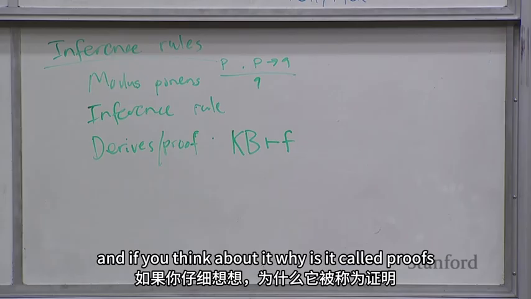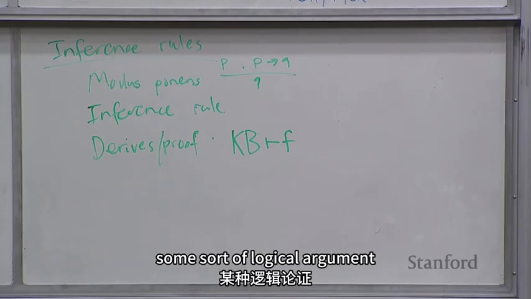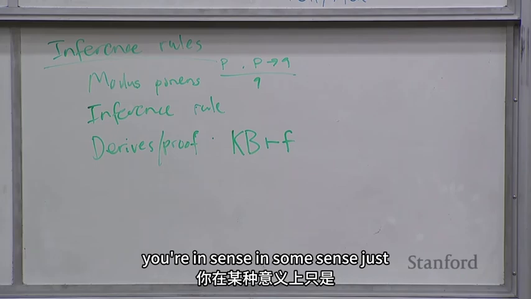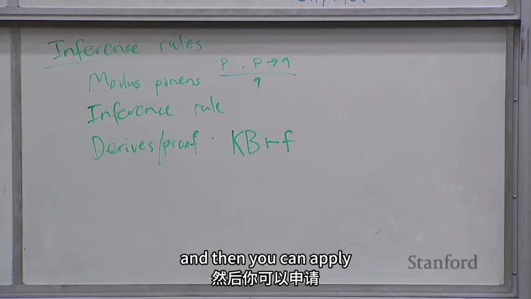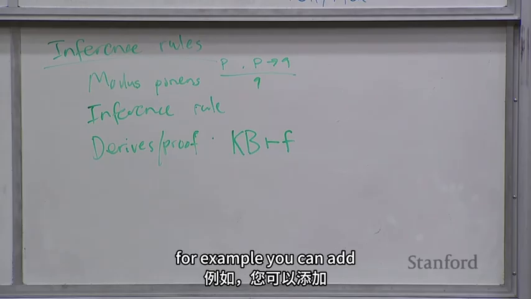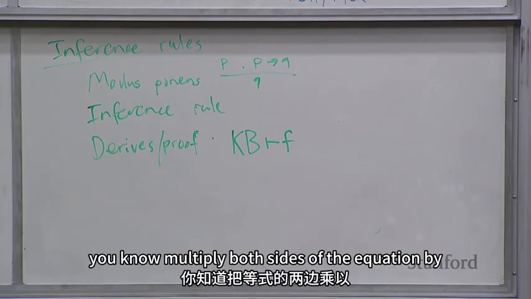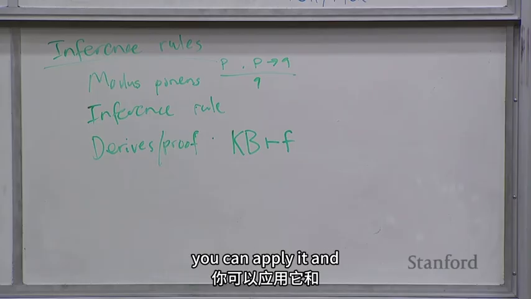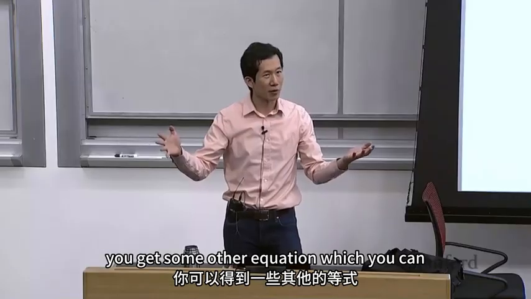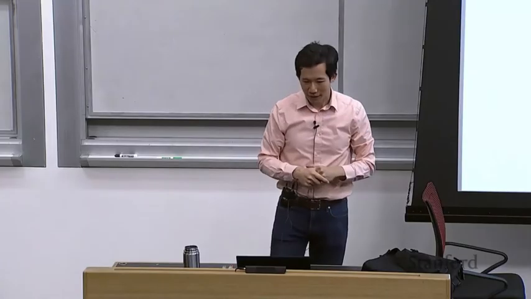And if you think about it, why is it called proof? Whenever you do a mathematical proof or some sort of logical argument, you're in some sense just doing logical inference, where you have some premises and then you can apply some rule. For example, you can multiply both sides of the equation by 2. That's a rule. You can apply it, and you get some other equation which you hope is true as well.